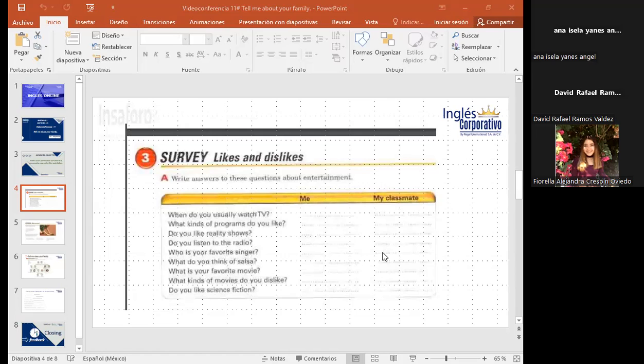Who is your favorite singer? My favorite singer is Adele and Bruno Mars. My favorite singer is, I don't know, Gustavo Cerati. Oh. What do you think of salsa? I love salsa. For me, it's a little bit boring.